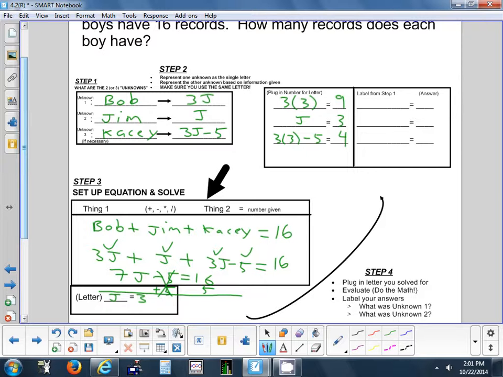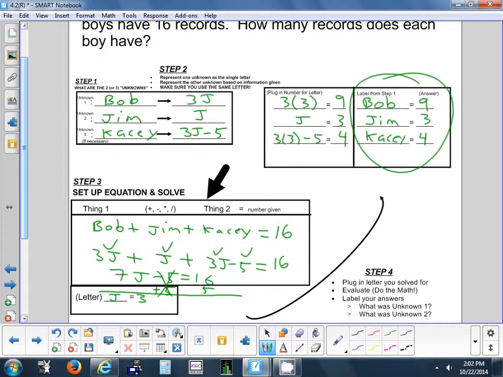Let's just make sure we know who has how many. The top one, 9. Who has 9 records? Bob. Okay, Bob has 9. Jim, J, that's how we can remember. Jim had 3. And Casey had 4. Okay, so hopefully you can see if you have 3, it's not any harder than 2. And it's never going to get any harder than that. That's the toughest one. Okay, we got one more, and then we'll have you guys split up into groups. Any questions on that one?